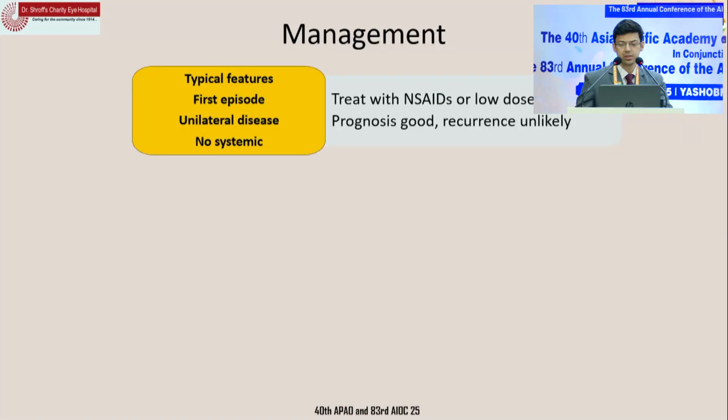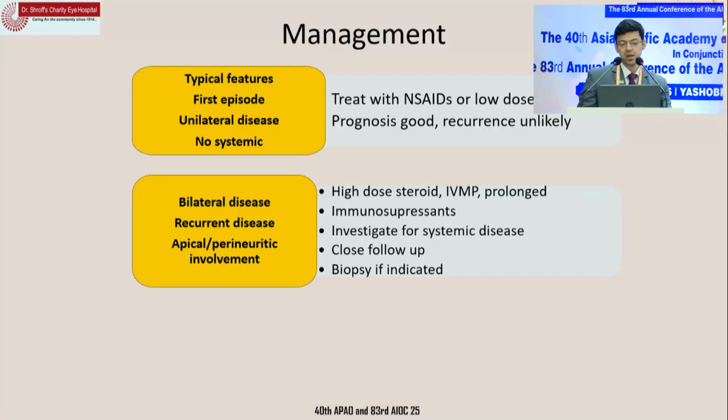So the management line: if you see typical features of IOID which have been discussed, if it's the first episode, unilateral disease without any systemic involvement, the patient can be given a trial of low dose steroids. Usually the prognosis is good in such patients and recurrence remains unlikely. But if disease is bilateral or recurrent or there is apical involvement, the patient definitely needs a high dose of steroids, and may also need immunosuppressants. Such patients need to be investigated systemically because there are a lot of differential diagnoses for this condition, and a close follow-up should be maintained.